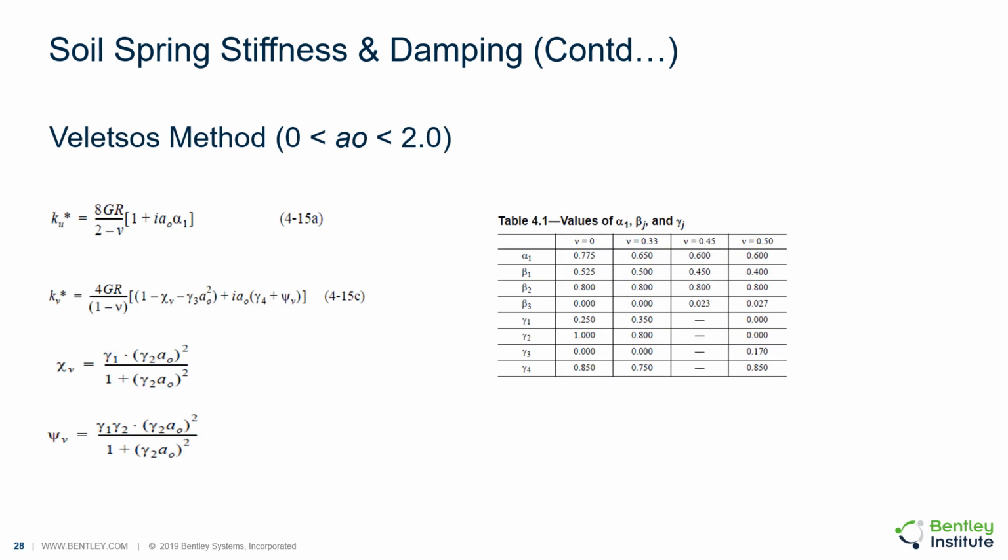This slide describes the Veletsos-Verbic method, which is based on complex domain mathematics. This method, unlike Richard Whitman method, is dependent on frequency and applicable for dimensionless frequencies up to a value of 2. If you look at the generic form of this equation, there is a real part and an imaginary part. The real part represents the soil stiffness and the imaginary part represents the damping. Equations 4-15a represent the horizontal stiffness. Equation 4-15c represents the vertical stiffness, and the terms like alpha 1, gamma 2, which are dependent on Poisson ratio, are taken from the table 4.1.